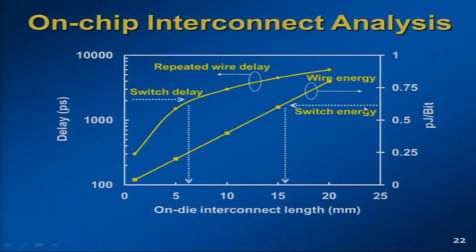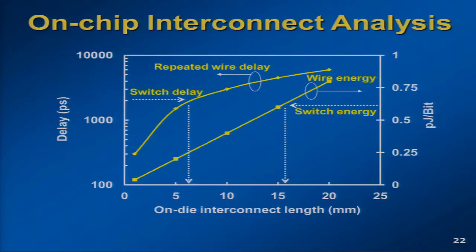This is the energy of the switch. What this shows is that if it is less than 16 millimeters, it doesn't make any sense to put a switch on the chip. So the bottom line is: use the wires in the chip as very simple buses and don't create unnecessarily exotic architectures to do the communications.